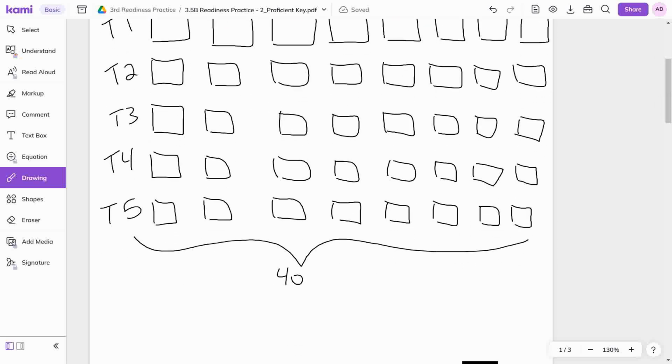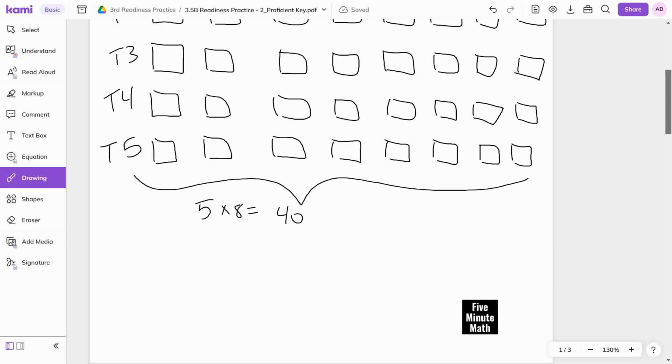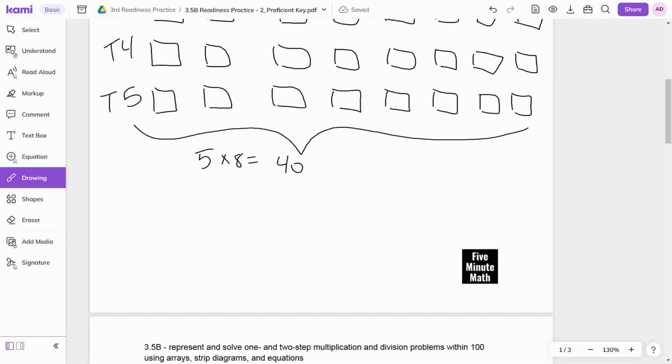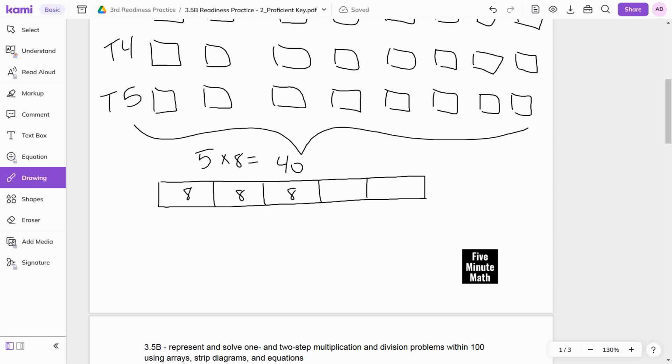So I can say 5 groups of 8 equal 40. I also need to show this in a strip diagram. So that's a lot simpler. So we can just show it like a long rectangle like this. Let's break it up into 5 pieces. And we'll say there are 8 in each table. So the strip diagram probably looks closer to what the cafeteria might look like if they lined up all those tables together. But either way, we're still going to have this 40 as our total.